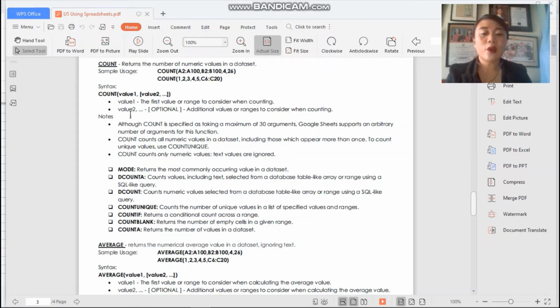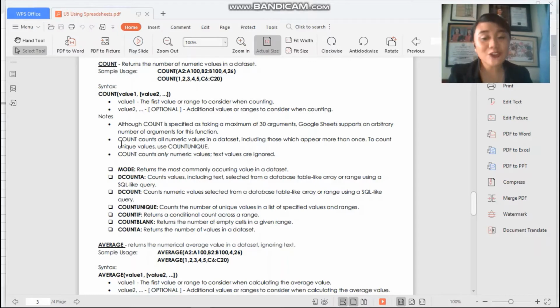However, we also need to understand that your count is specified as taking a maximum of 30 arguments. Google Sheets supports an arbitrary number of arguments for this function. It means 30 lang po yung pwede niyang i-count. We're not talking about rows, we're not talking about columns, but the arguments means yung datas. Okay? So that's what it means.